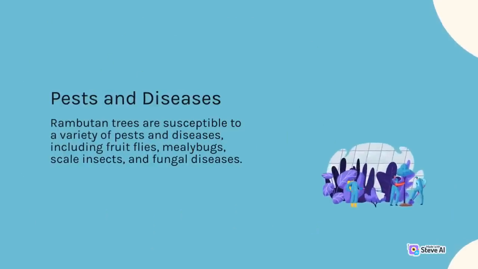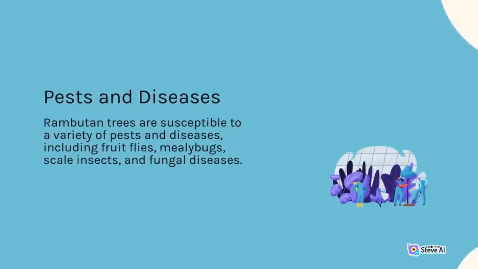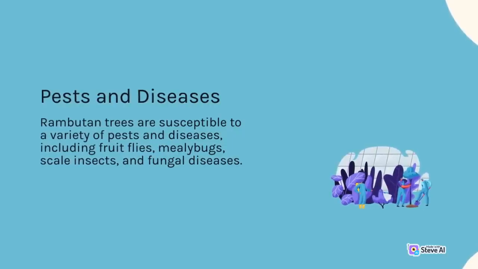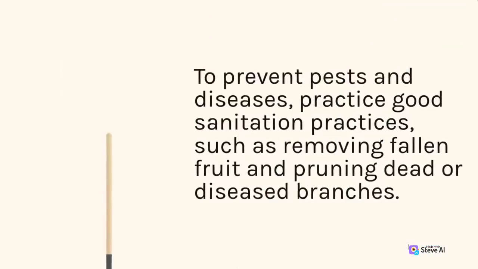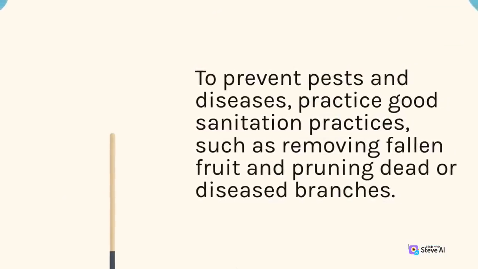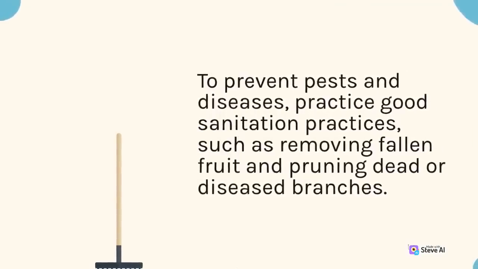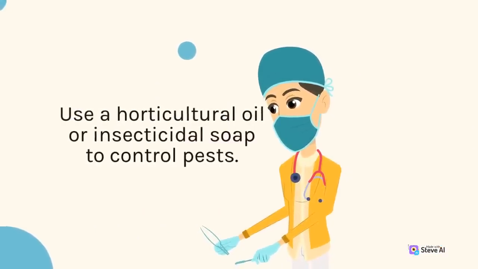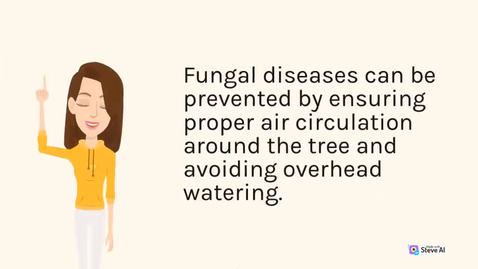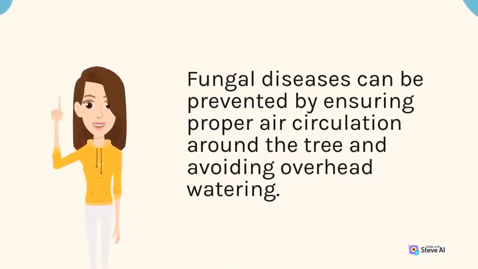Pests and diseases. Rambutan trees are susceptible to a variety of pests and diseases, including fruit flies, mealybugs, scale insects, and fungal diseases. To prevent pests and diseases, practice good sanitation practices, such as removing fallen fruit and pruning dead or diseased branches. Use a horticultural oil or insecticidal soap to control pests. Fungal diseases can be prevented by ensuring proper air circulation around the tree and avoiding overhead watering.